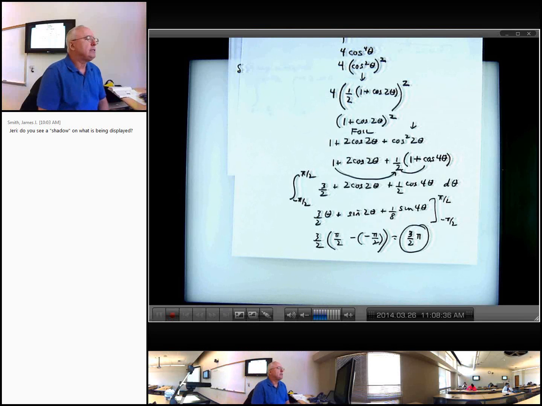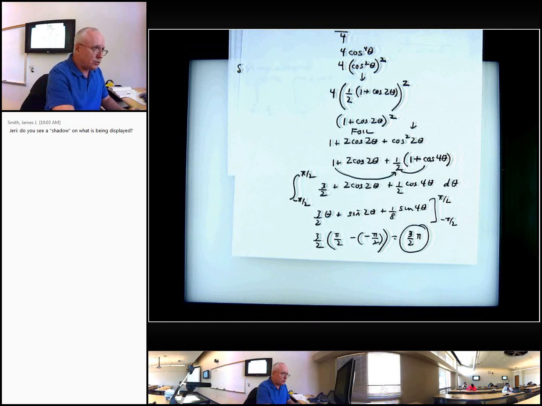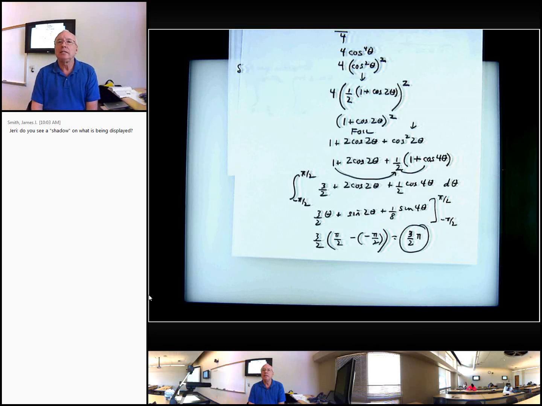Okay, whoever's listening, do you see a shadow on the screen for the document reader that's being displayed? Harry or Jerry, either one, do you see a shadow there? This is a test.